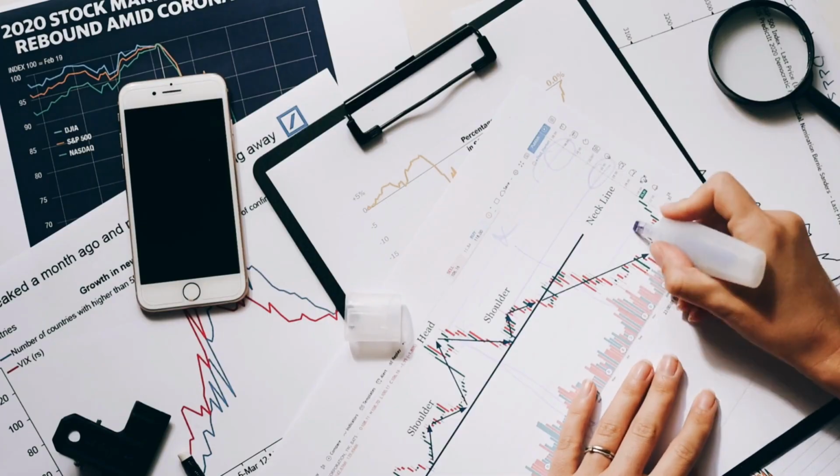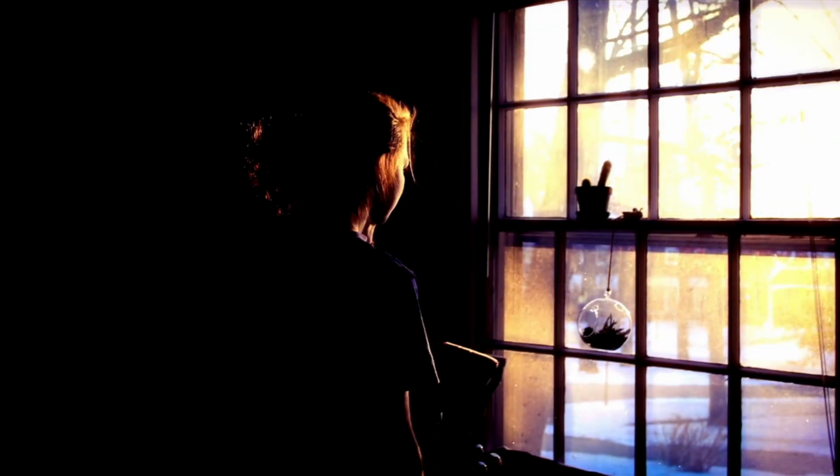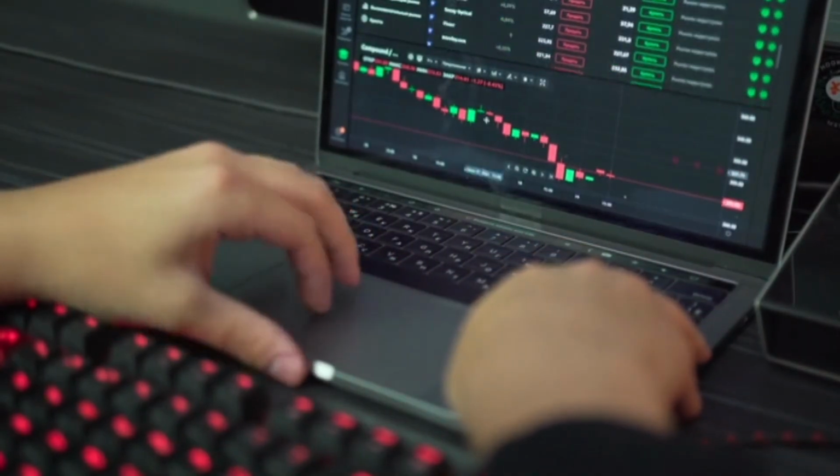I have tried almost every setup out there: SMC, ICT, support and resistance, price action, to mention but a few. They worked for a while, but none gave me a consistent result until I discovered this approach. In this video, I'm breaking down this simple approach that turned my trading around with real charts and real proofs.